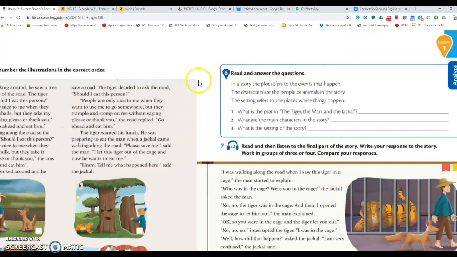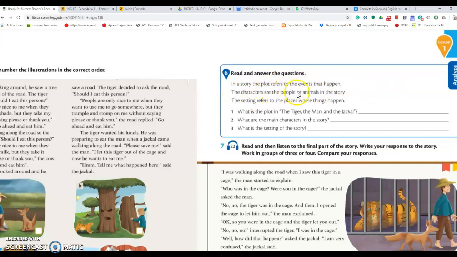So let's carry on with section 6. Read and answer the questions. In a story, the plot refers to the events that happen. Plot en español es como la trama. La trama se refiere a los eventos que suceden. In a story, the plot refers to the events that happen.